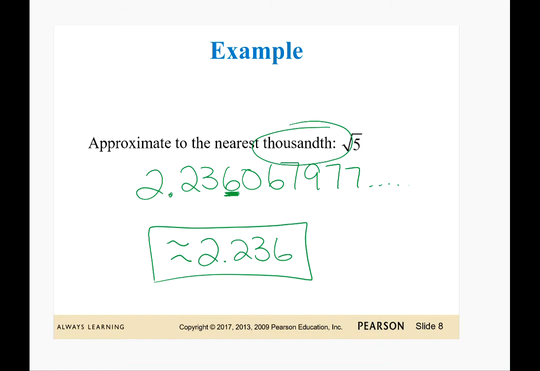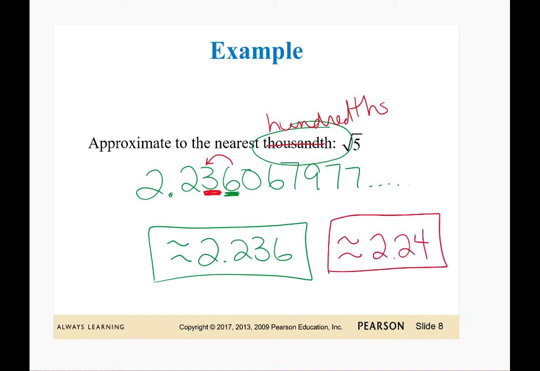So, for example, if this instead said hundredths, then we would have to round to this decimal place. And notice there's a 6. So that means we're going to have to round that up. So if it said hundredths, our answer would be 2.24. Okay, so make sure you're paying very close attention to which decimal place it tells you to round to.